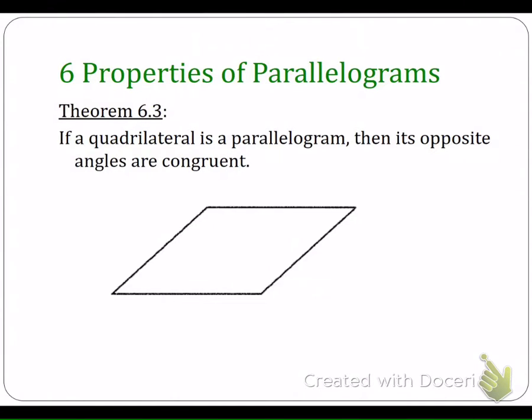Okay? Next one, if a quadrilateral is a parallelogram, then the opposite angles are congruent. So the angles across from each other are also congruent.